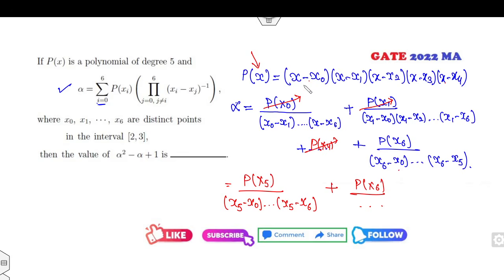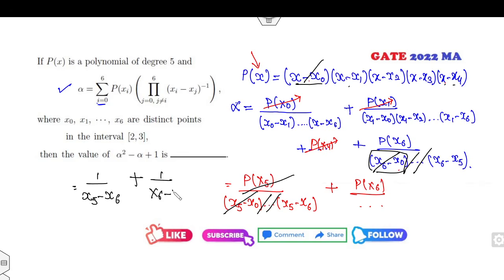Now what is P(x5)? x5 − x0 cancels out, x5 − x1 cancels out, up to x5 − x4 cancels out. The only expression left is x5 − x6. Similarly for P(x6), x6 − x0 cancels out, x6 − x1 cancels, up to x6 − x4 cancels. The only quantity left behind is x6 − x5. So what is the answer? You can see it's 0. Fine. So that means α is 0. If α is 0, what is the right answer of this? 1 is correct.